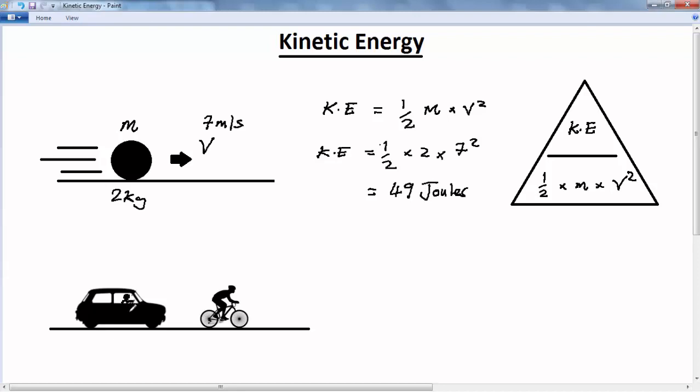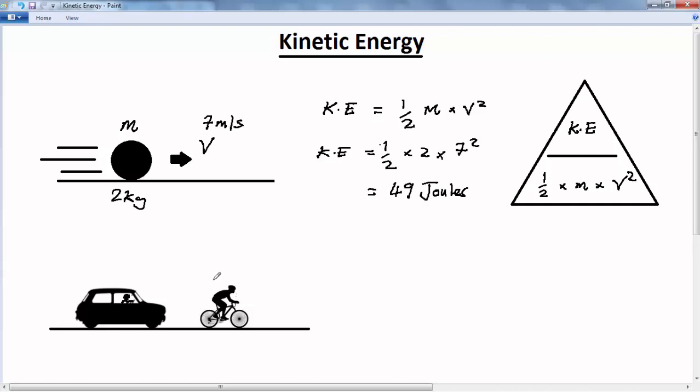So the kinetic energy of an object is dependent upon its mass and velocity. So clearly in these two situations, you've got a car which is travelling faster than the bike and is a lot heavier than the bike. Well, clearly the car will have a lot more kinetic energy than the bicycle. So the heavier the object, the faster it's travelling, the more its kinetic energy.